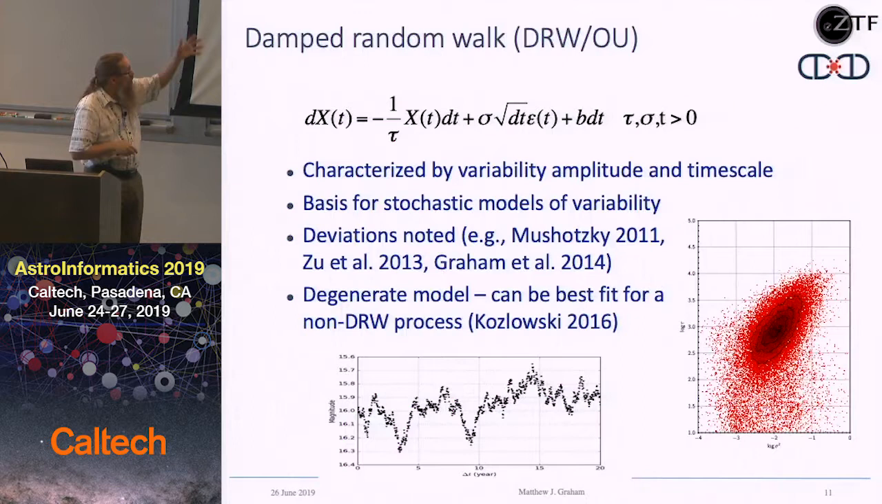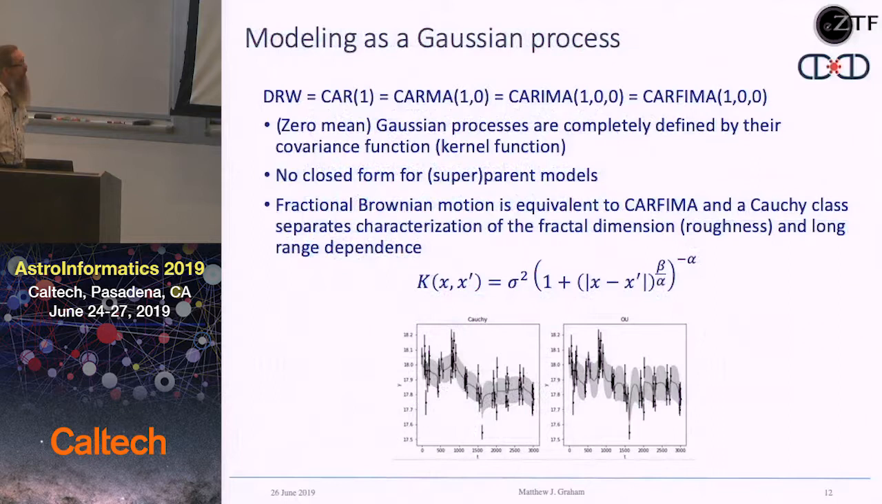So can we improve on that? Well, the damped random walk, as I said, is first-order continuous, and then there's this whole superset of families of these autoregressive models, CARMA to CARIMA to CARFIMA, all continuous time so that they can model the irregular time sampling that we have in most of our data.